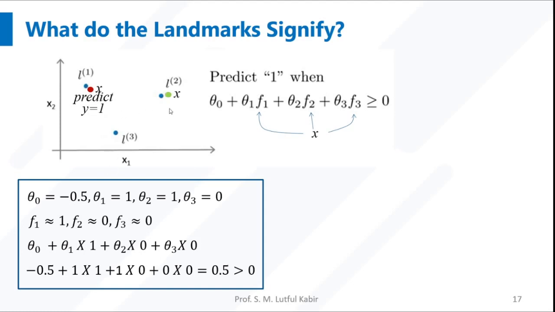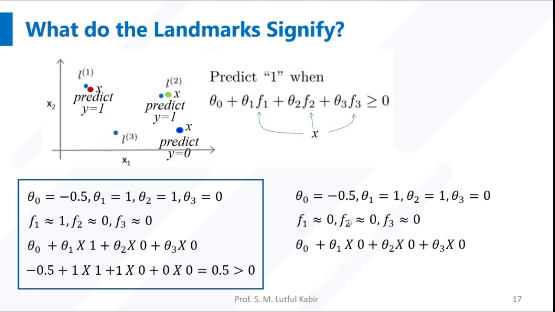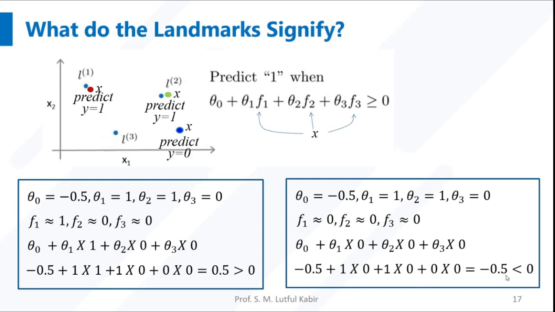Similarly, the same decision can be found if we take x as that point, because in that case f2 will be close to 1, but f1 and f3 will be close to 0. So theta 2 is 1, that's why ultimately the same result will appear. This point will also predict y equal to 1. But if we consider another point which is far from L1, L2, and L3, where all landmarks are away from x, then we can predict y equal to 0. It can be shown by this calculation where f1, f2, f3 all are close to 0. So finally the expression is minus 0.5, which is less than 0. So you can predict that point as y equal to 0.